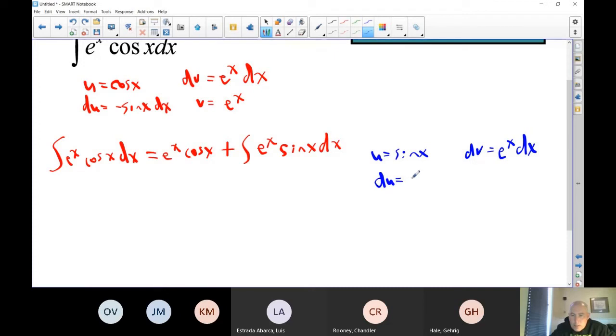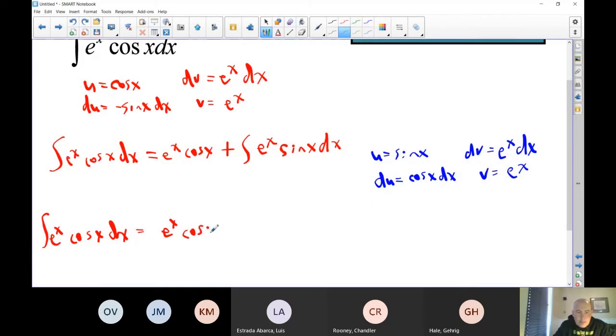du is cos x dx, and v is e to the x. All right, so this integral, and I'm going to write out the original, so dy in a second, e to the x cos x dx will equal e to the x cos x plus, and I'm going to replace this now with my formula, uv, e to the x sine x, subtract the integral of v du, so v multiplied by du, e to the x cos x dx.